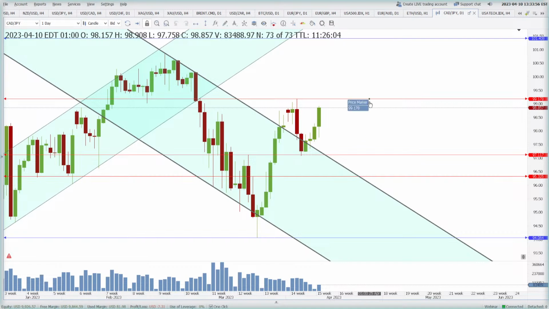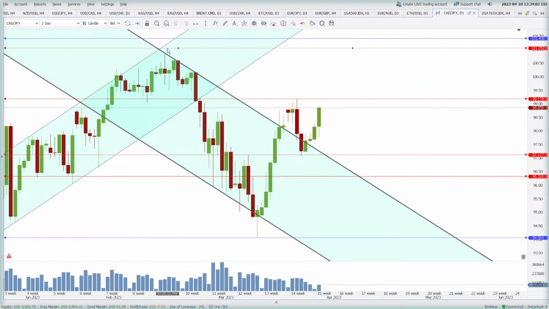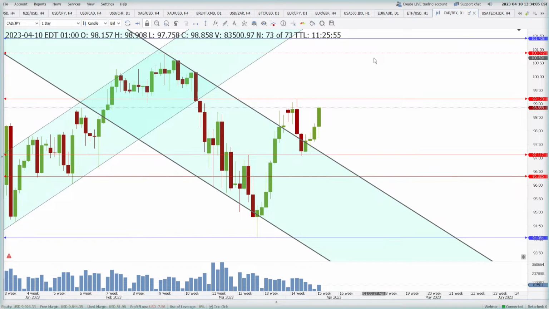Anyways, MJ, 99.17 is the first target that we are looking for, but that is not all. Believe me, we are even looking for this high to be tested, that is 100.87 in this market. So expect this to come, 100.87, very soon, maybe in this week only. You look at the range of the CAD JPY, the range of the candles.